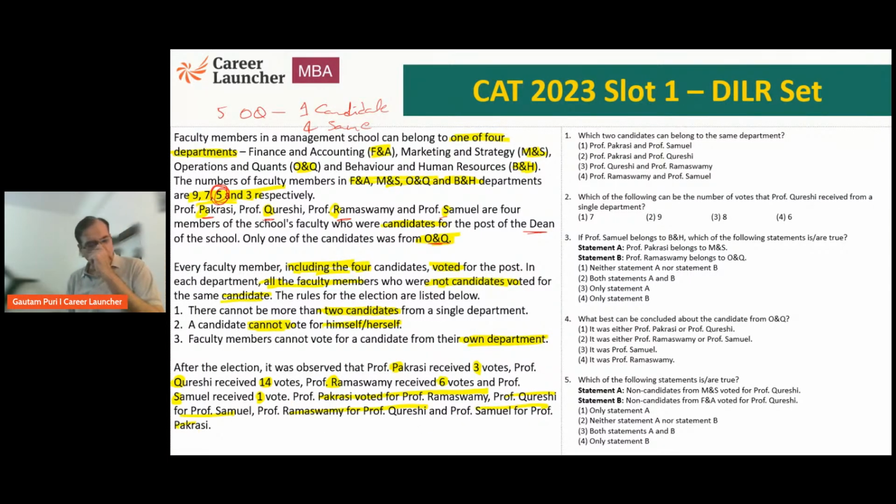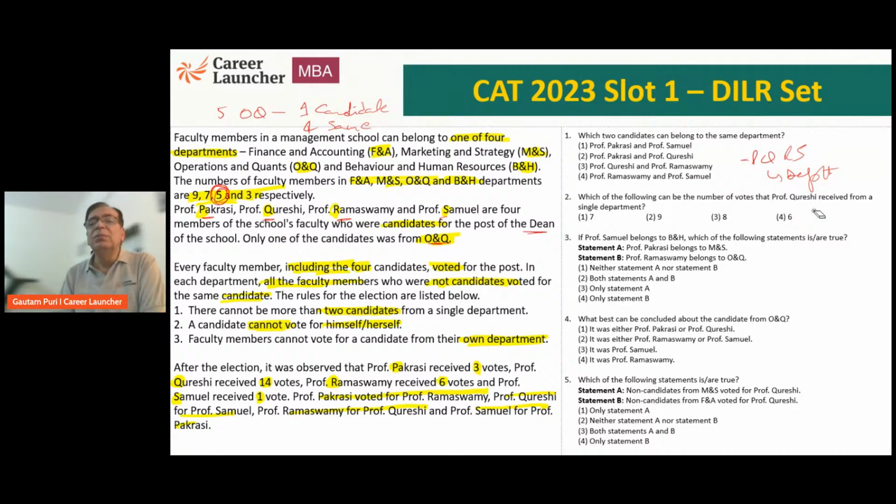Now, what will we need to do? Obviously, we need to find out which department voted for whom. Who's the winner? We know Qureshi is the winner. He's got 14 votes. But which department voted for whom? And who are these 4 people, PQRS? Which department do they belong to? We'll also need to find out which department voted for which candidate. So by and large, this seems to be the case.